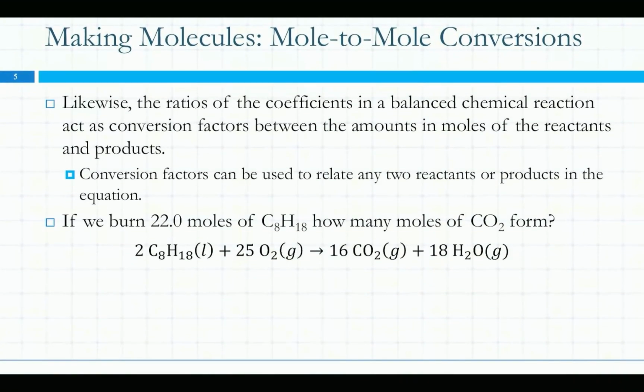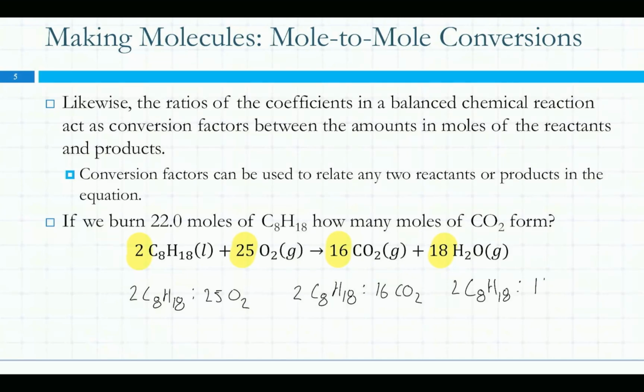So we do the exact same thing with chemical reactions. We've got all these coefficients. So this could be 2 octane to 25 oxygen, or it could be 2 octane to 16 CO2, or it could be 2 octane to 18 H2O, or any of the other possible iterations.